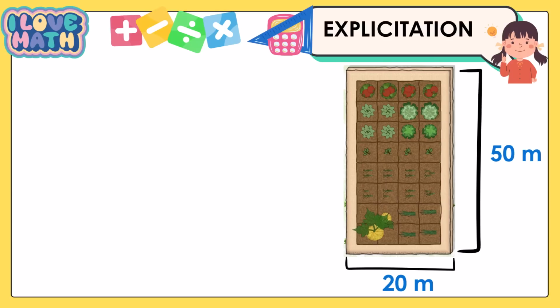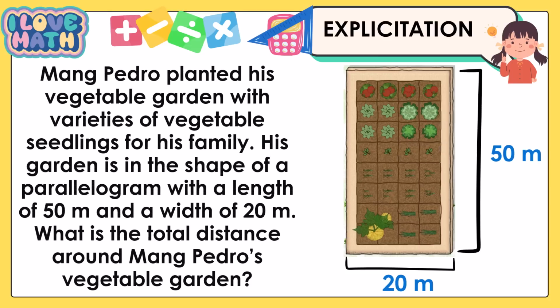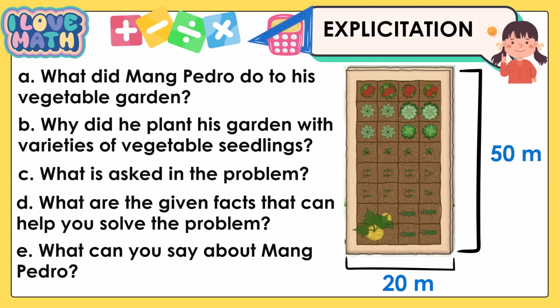Let's read the problem. Mang Pedro planted his vegetable garden with varieties of vegetable seedlings for his family. His garden is in the shape of a parallelogram with a length of 50 meters and a width of 20 meters. What is the total distance around Mang Pedro's vegetable garden? Here are the questions that we need to answer.